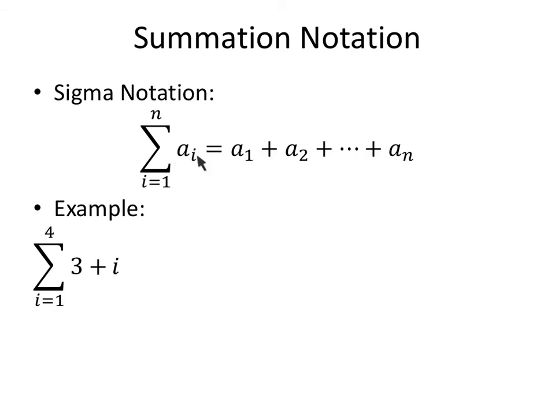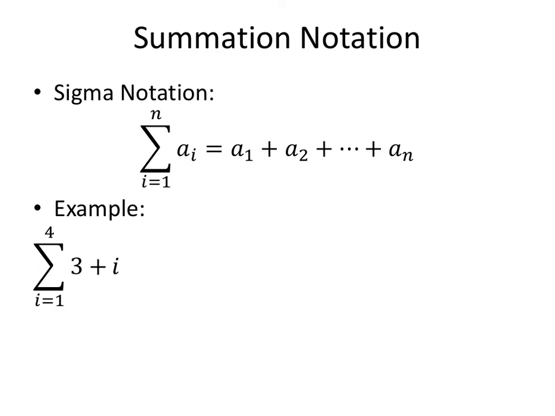So we're going to add up all these terms a sub i. And this notation here says where i goes from 1 to n, okay? So we're going to have n terms that we add up, and they're going to go from a sub 1 plus a sub 2 plus a sub 3 all the way on out to a sub n, okay? So let's see an example of this.